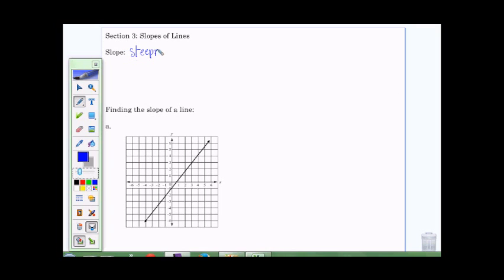Slope is steepness. You think of a mountain slope: how steep is the mountain? That's what we talk about. So slope is steepness. It's symbolized by the letter M.